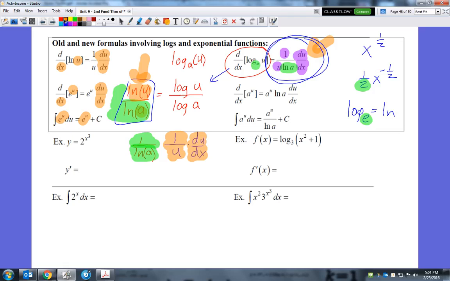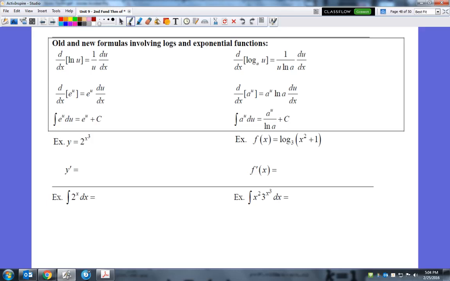Okay? So if you want to just memorize the rule and remember that a is a constant, and then just do everything as normal, 1 over u times du dx, well then you'd be good. Otherwise, in case you forget this, you could rederive it on the spot, you could figure it out.